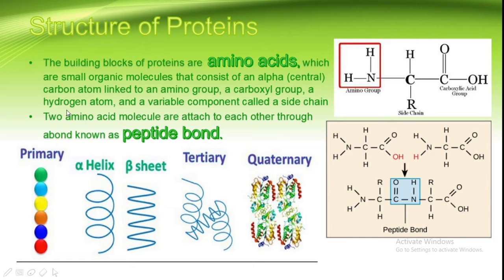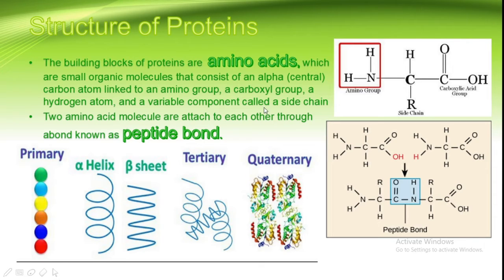Now the discussion is about the structure of the proteins. The building blocks of the proteins are amino acids. The basic one is amino acids, which are small organic molecules that consist of an alpha central carbon atom linked to an amino group, a carboxyl group, and a hydrogen atom, and a variable component called a side chain.